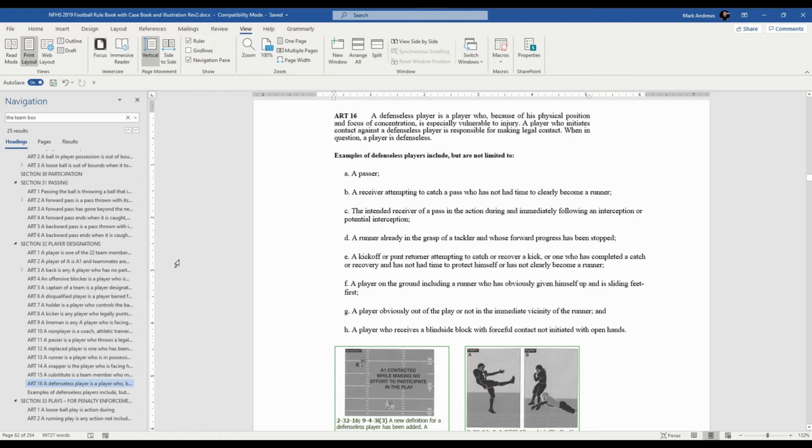Now, again, this is one of those definitions you definitely want to know every one of these, okay? So, we have defensive players include a passer. Okay, that's somebody who's in the act of throwing the ball. Doesn't say a quarterback, it says a passer. Okay, so anybody that can legally possess the ball can throw the ball. A receiver attempting to catch a pass who has not had time to clearly become a runner. Okay, so this is the situation we have here, right?